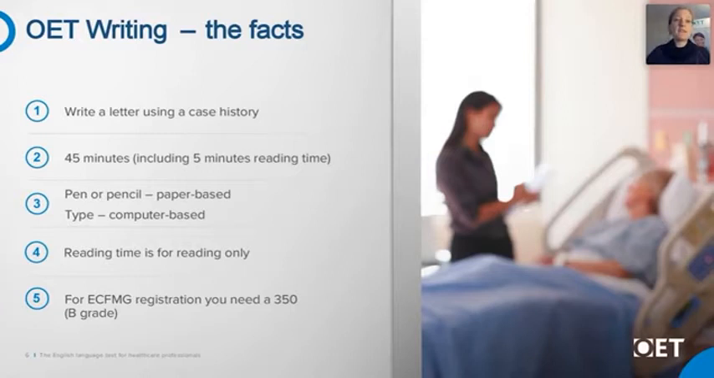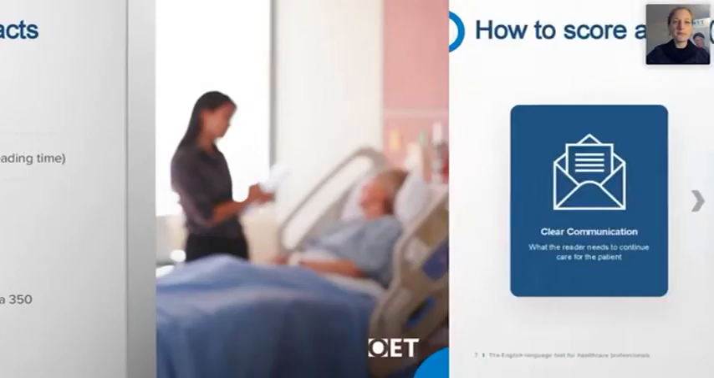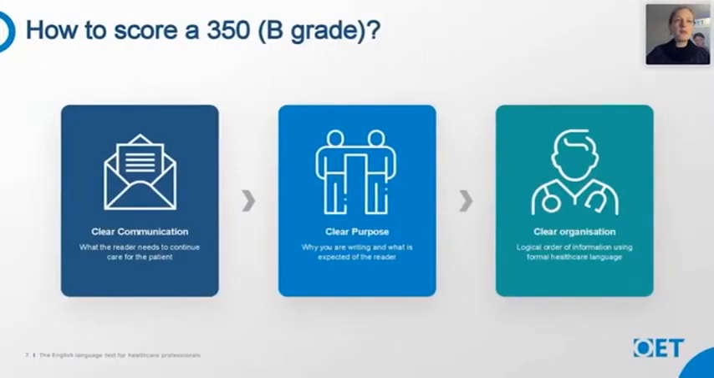For ECFMG registration, you need to achieve a B grade, which is a numerical score of 350 or higher in your OET writing result. How are you going to get this 350? Well, there are three things that you need to do.